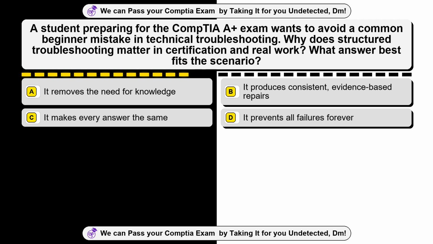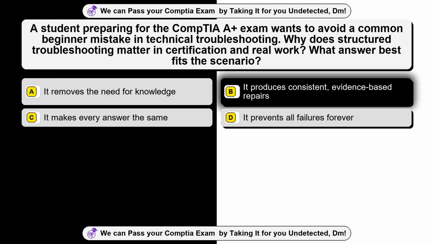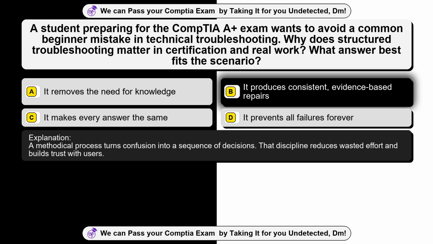Option A, it removes the need for knowledge. Option B, it produces consistent, evidence-based repairs. Option C, it makes every answer the same. Option D, it prevents all failures forever. The correct answer is option B, it produces consistent, evidence-based repairs. A methodical process turns confusion into a sequence of decisions. That discipline reduces wasted effort and builds trust with users.